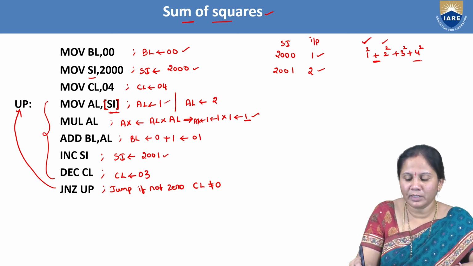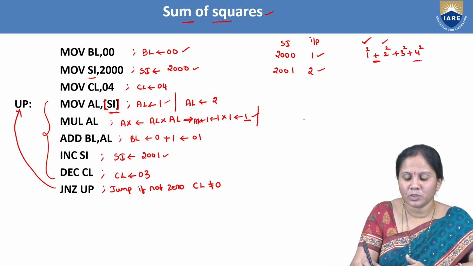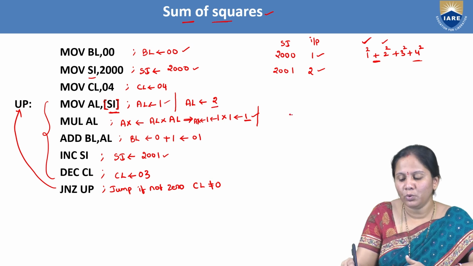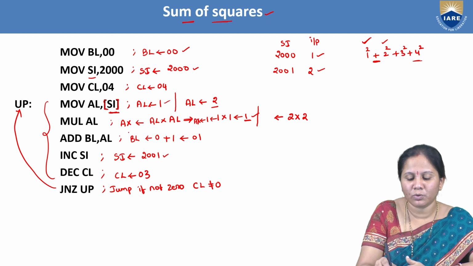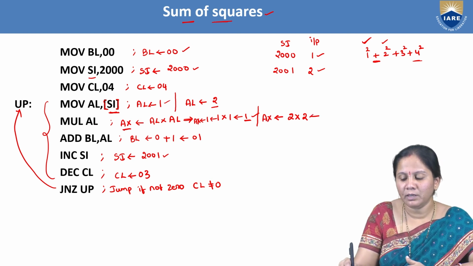And after that, the next instruction is MUL AL. Again, AL into AL operation will be performed. AL is 2, so 2 into 2 operation is performed and the result will be stored in the AX register. That means here 4.